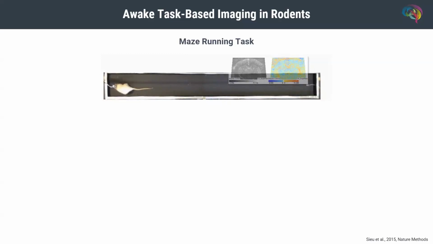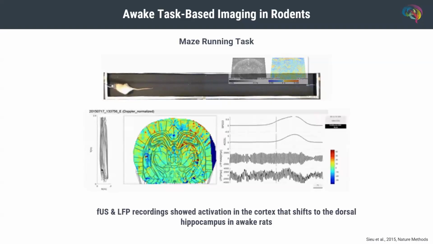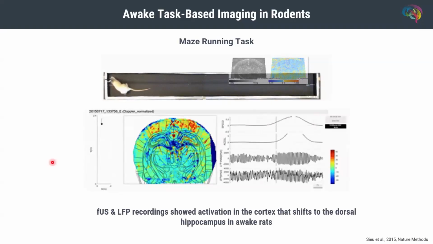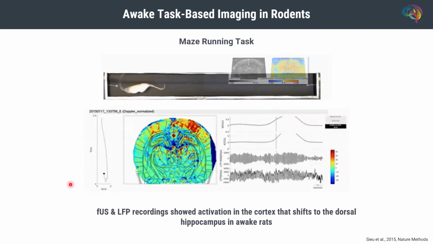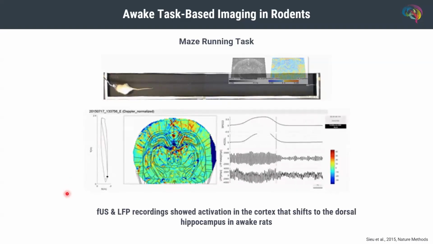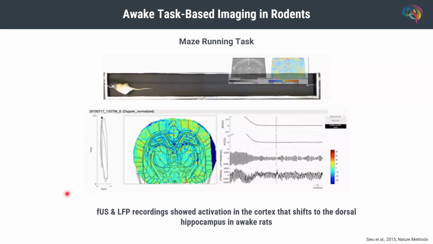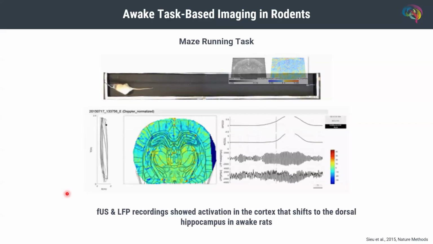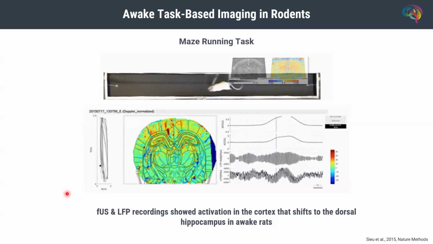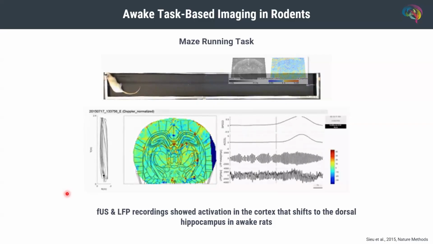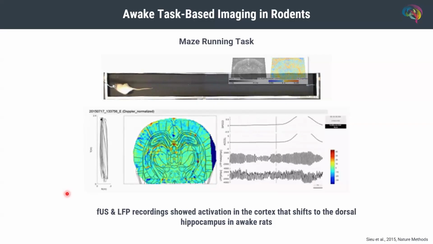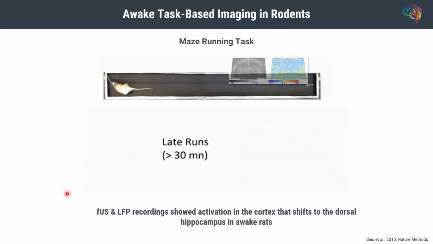So here we have functional ultrasound combined with electrophysiology to study the responses of the hippocampus in this spatial task. And as you can see from this movie, in the initial runs, functional ultrasound and LFP show a sparse activation in the brain, especially at the level of the cortex. But going on with the task, you will now see the intermediate runs. This response starts to shift from the cortex to the dorsal hippocampus, with a confinement of the responses mainly at the level of the hippocampus in the late runs, as you can see here.